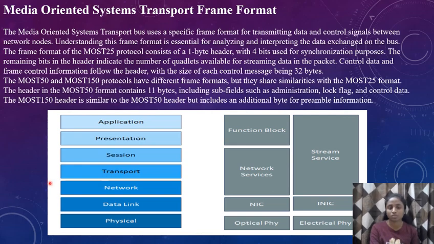This diagram shows the link between the ISO model and the MOST bus. In the MOST bus, we have functional block, network services, NIC, INIC, stream service, optical physical, and electrical physical.